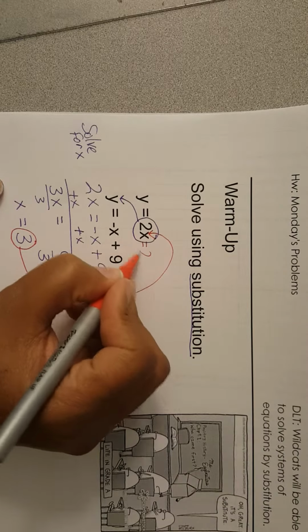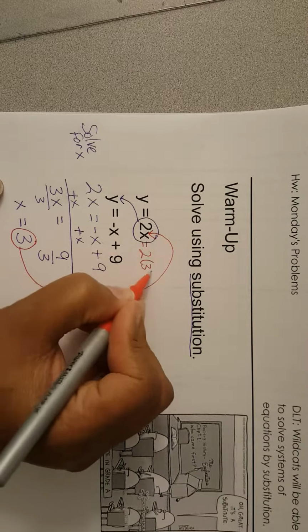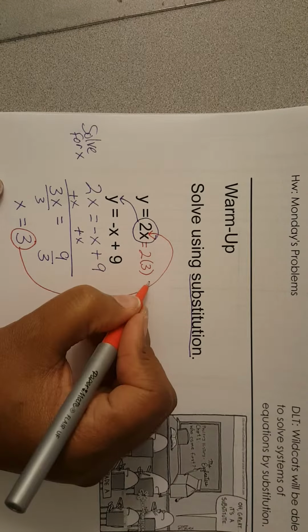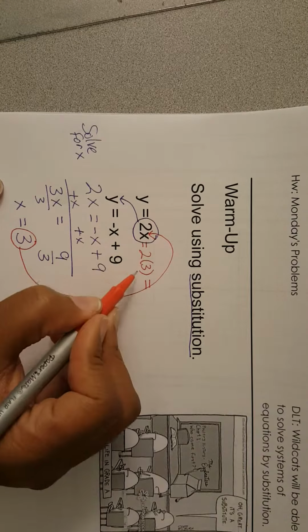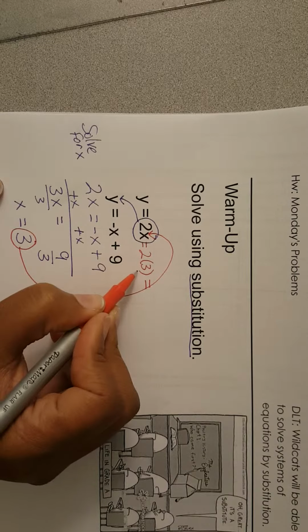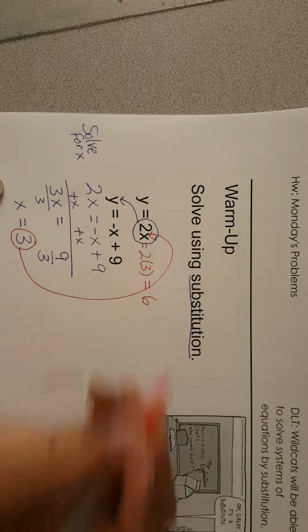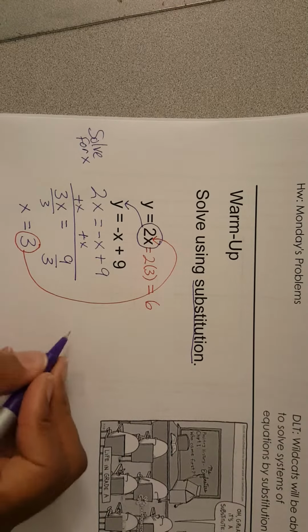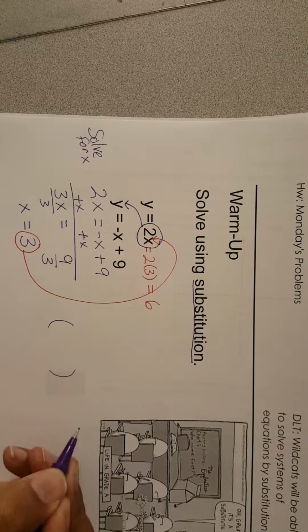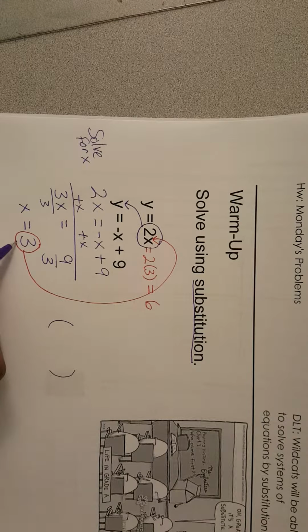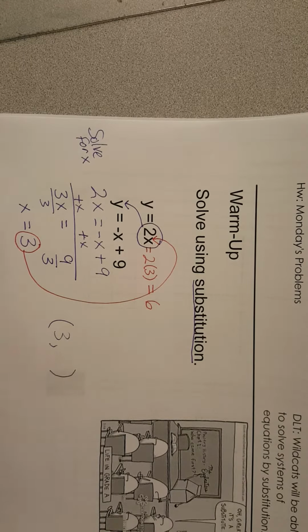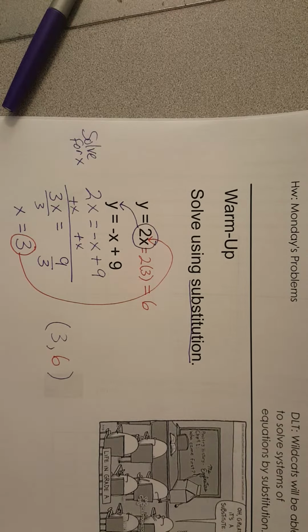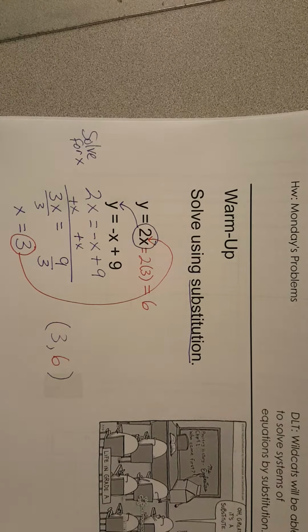I now get 2 times 3. Always replace with parentheses, which now means my y value, which is 2 times 3, is 6. To write my final answer, I always represent it as an ordered pair, in this case 3, 6. That is our warm-up.